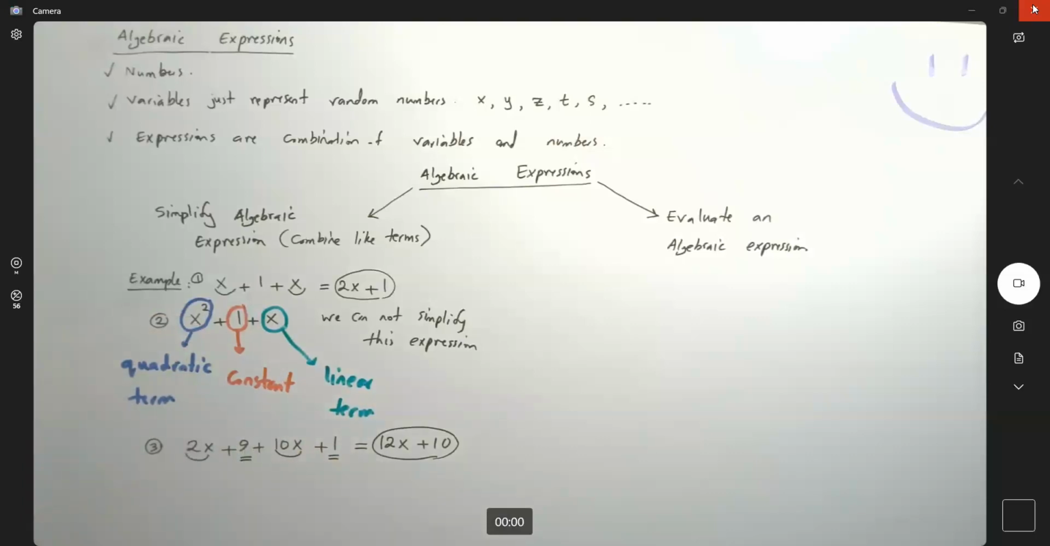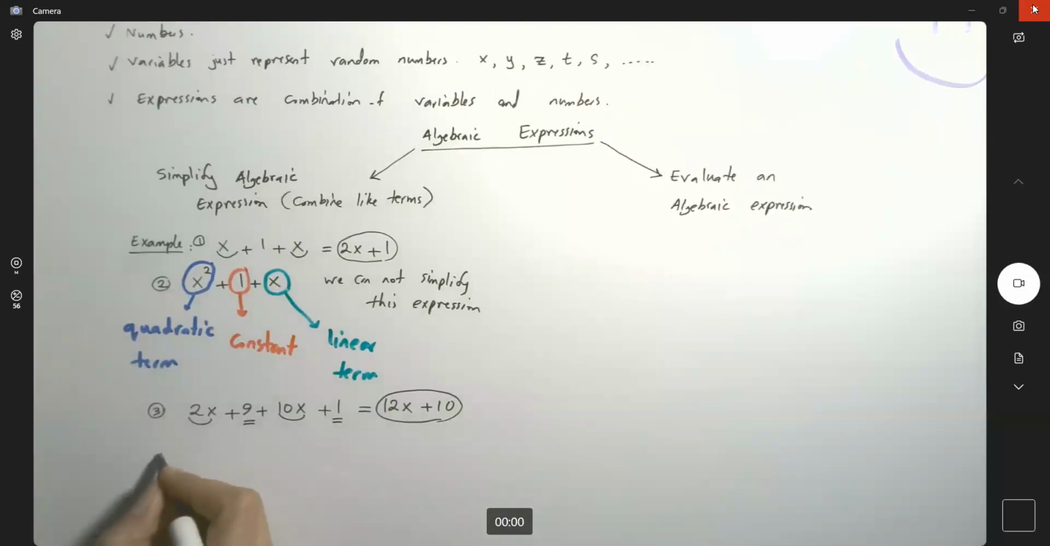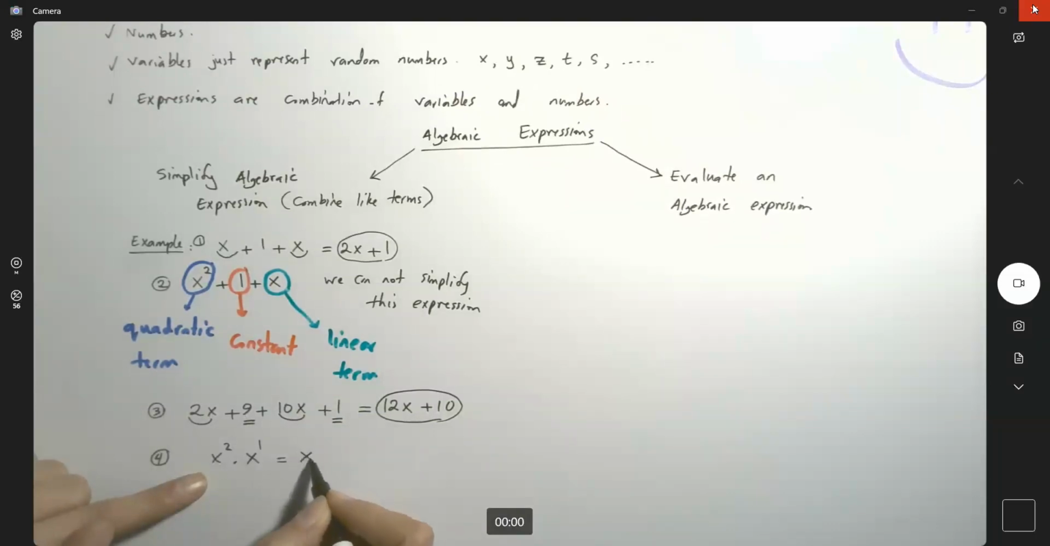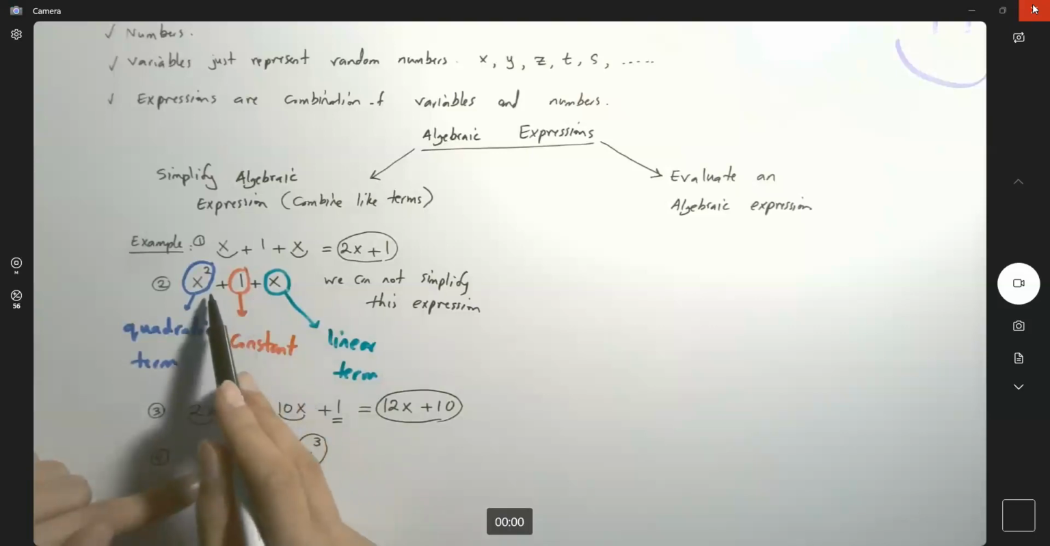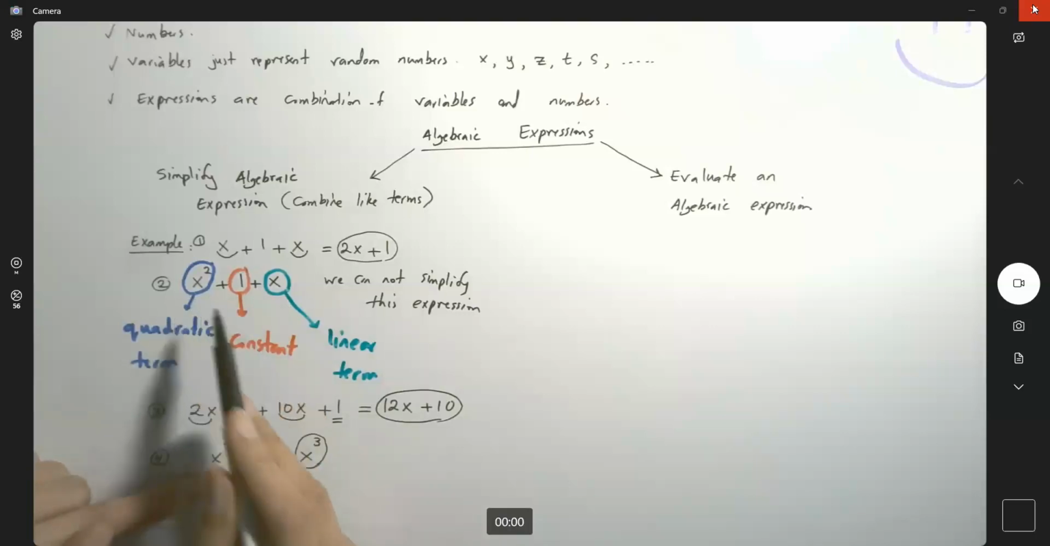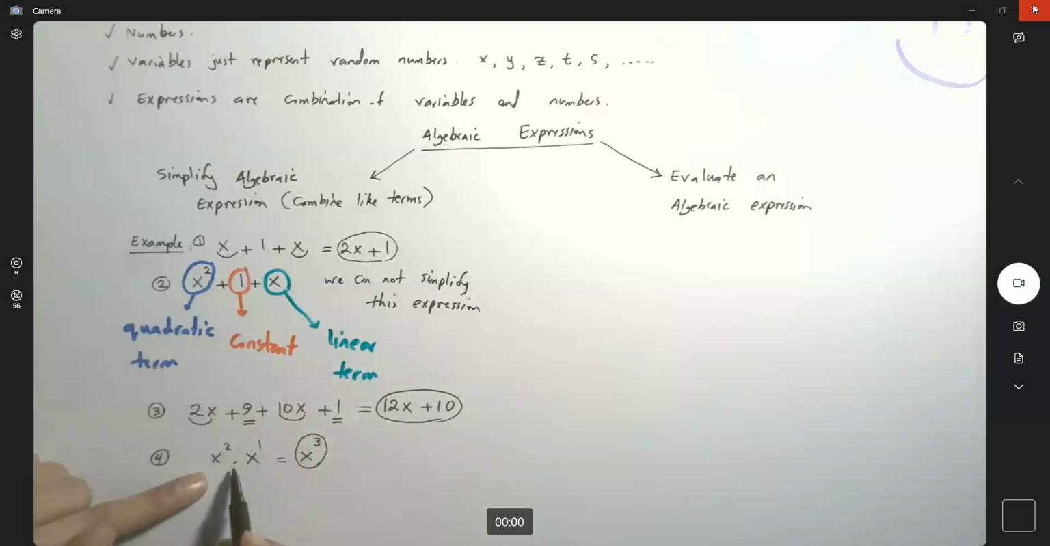You might ask, what if I see something like this, x squared times x? That's a different story. You have multiplication and you have the same base. x to the second power, x with an invisible exponent, which is 1. You write one base and you add the exponents. This is x to the third. Note the operation here. If you have addition, there is no way you can combine these. You have multiplication or product, so you're allowed to combine these two.